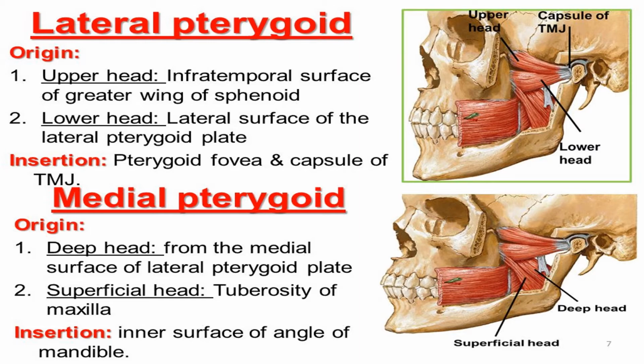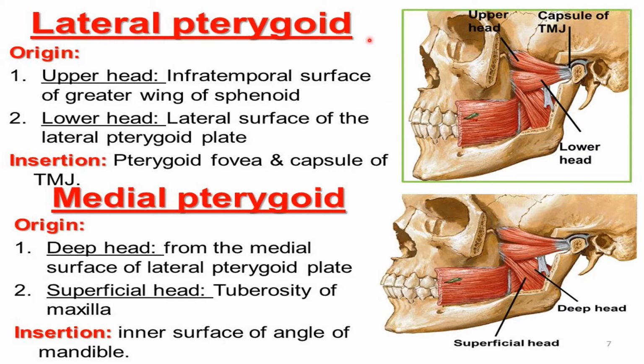Both of these muscles are arising from the lateral pterygoid plate. So here is the lateral pterygoid plate. From the lateral pterygoid plate, both muscles are originating. The lateral pterygoid muscle is originating from the lateral side of the lateral pterygoid plate, and the medial pterygoid is coming from the medial side of the lateral pterygoid plate. Both of these muscles have two heads.